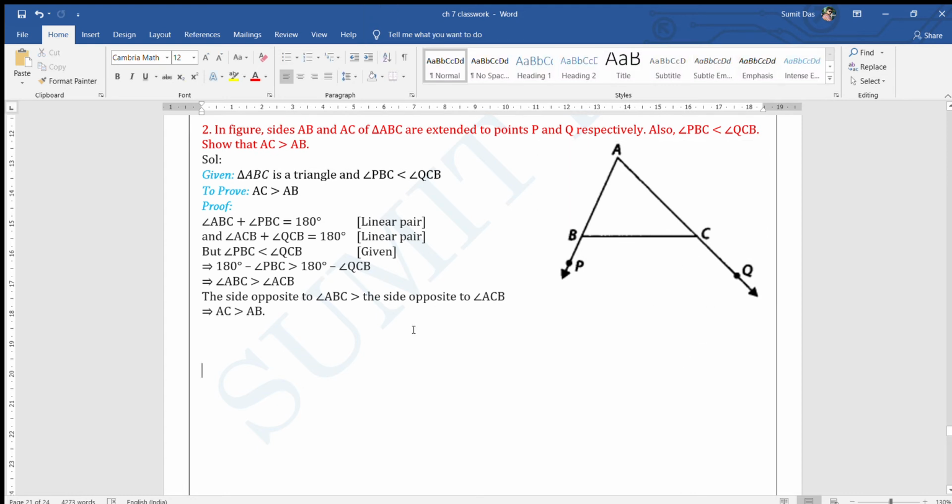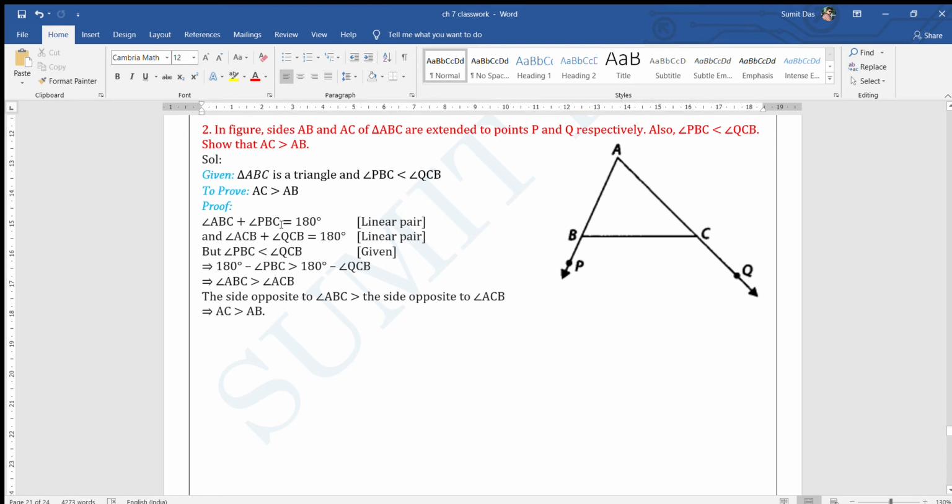So given, in triangle ABC, angle PBC is less than angle QCB. We have to prove AC is greater than AB.